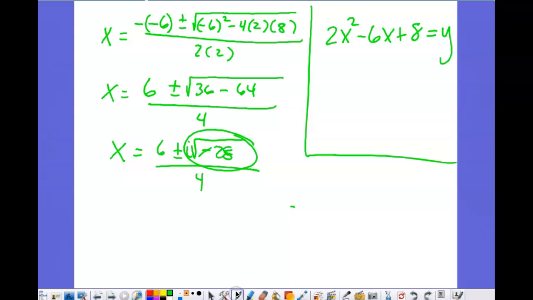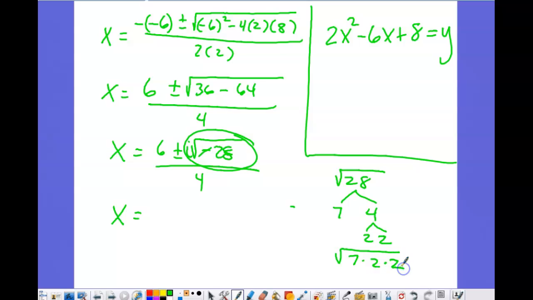Actually, because we only have like 3 minutes remaining, let's break down the 28. What makes 28? So what can I take out? So this i root 28 becomes 2i root 7.